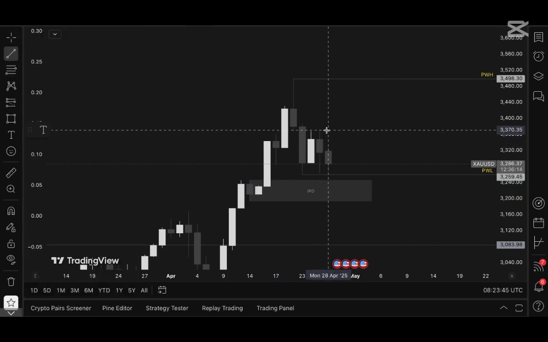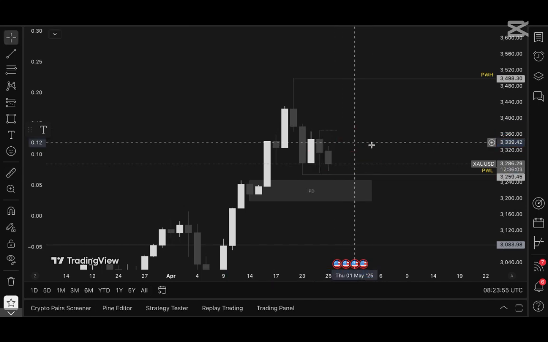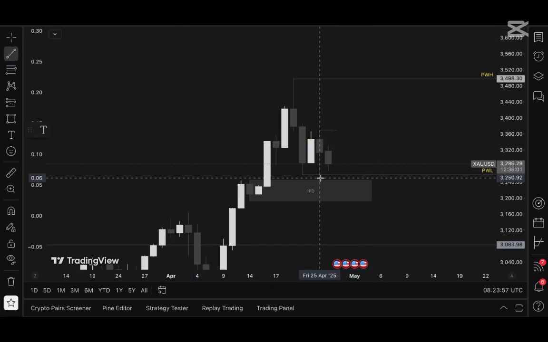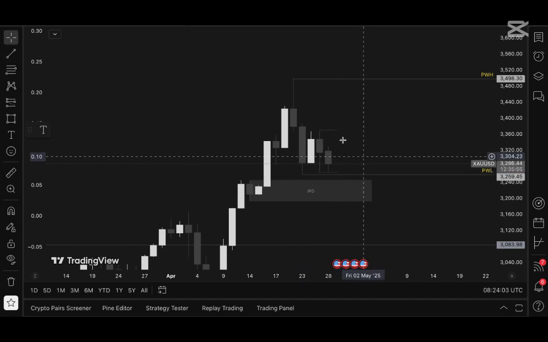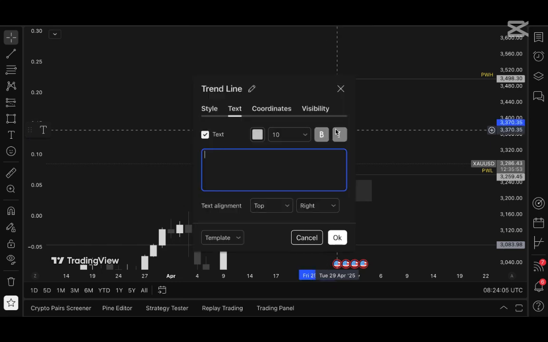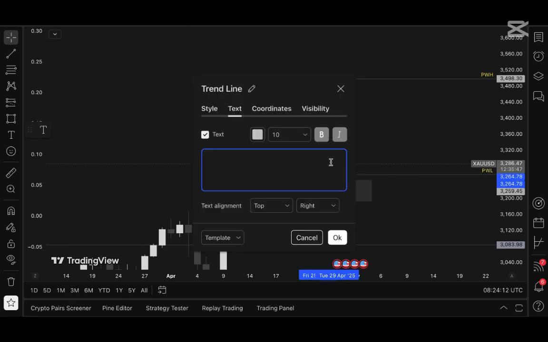So the previous daily level, I'll just call it previous daily level because it was Friday's candle. So this is Friday's candle. That's going to be our previous daily high, because gold doesn't trade during the weekend, we'll just call it that. And then this will be our previous daily low, PDH, and then PDL.